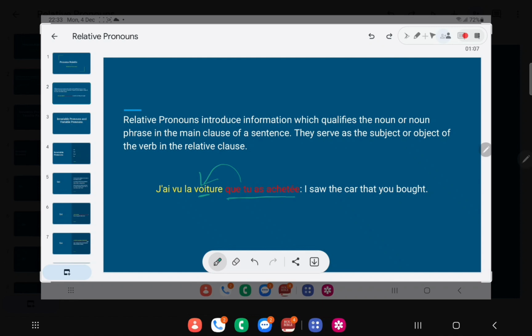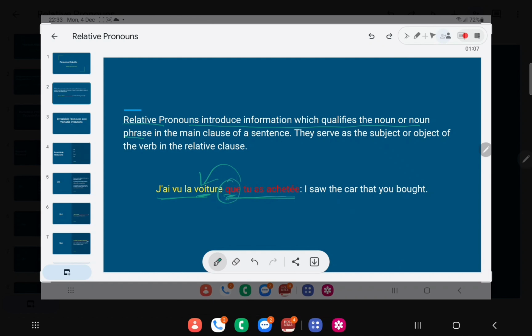Now let's go back to our definition. Relative pronouns introduce information which qualifies the noun or noun phrase. Now, look at the main clause, good and fine. J'ai vu la voiture. Can we have more information about this voiture? Yes. So this extra information on the right in red is introduced by que.